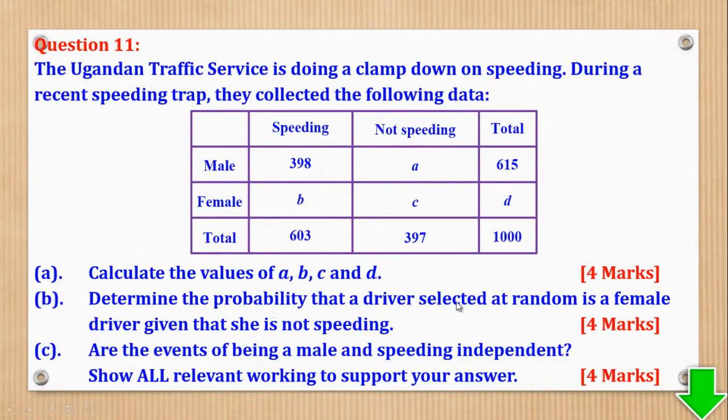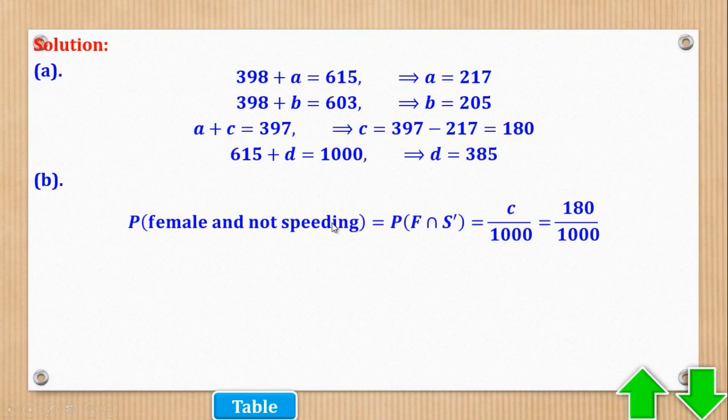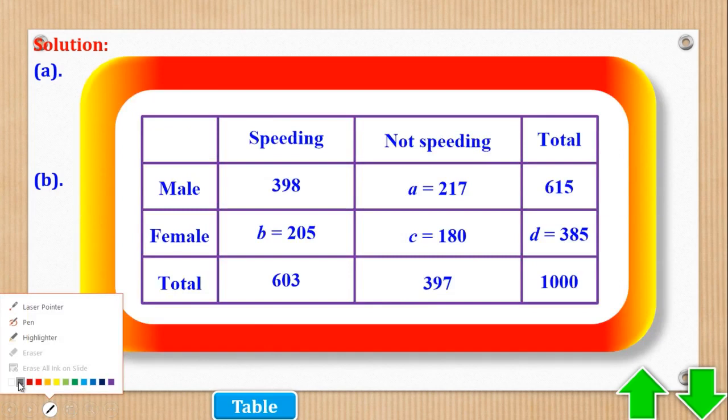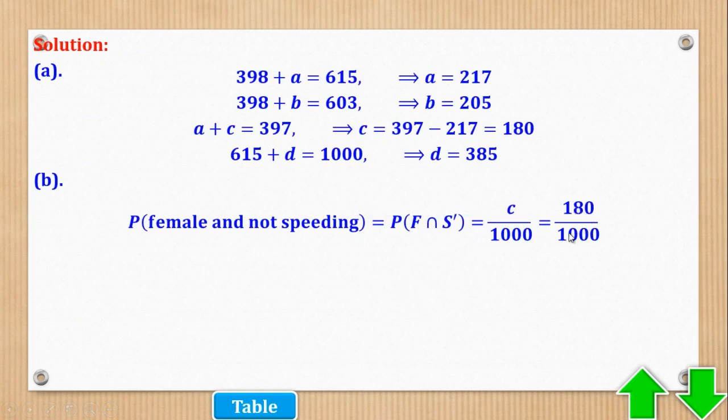determine the probability that a driver selected at random is a female driver given that she is not speeding. So given that means there is a condition. So I'm going to first get the intersection, female and non-speeding. So female and non-speeding, you come here and look for the female and also non-speeding. So the intersection is this, over the total, which is that. That's why the 180 over 1000 came from.